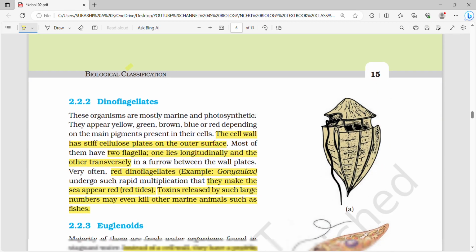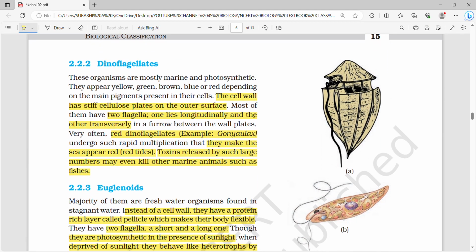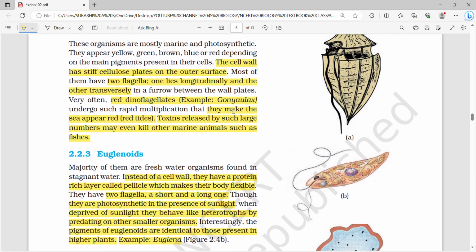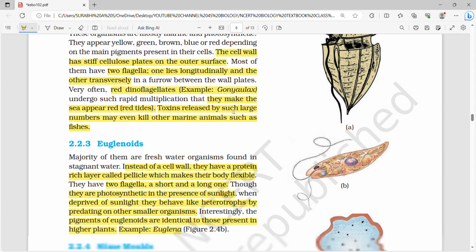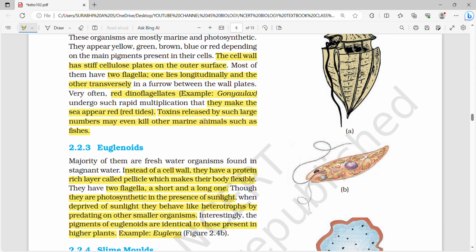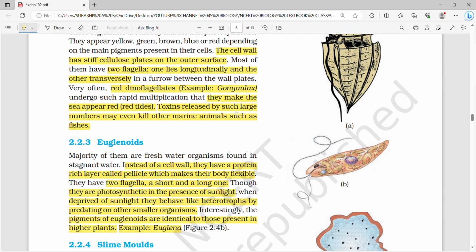So this is important. Next, dinoflagellates. The cell wall has a stiff cellulose plate on the outer surface, and there are two flagella here. One lies longitudinally and the other lies transverse. And there are red dinoflagellates, and this one is also a PYQ, which is called Gonyaulax, and they make the sea color red, and that is due to the release of toxin which may kill other animals also.